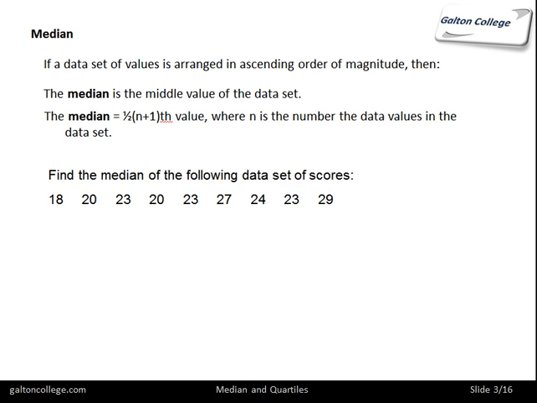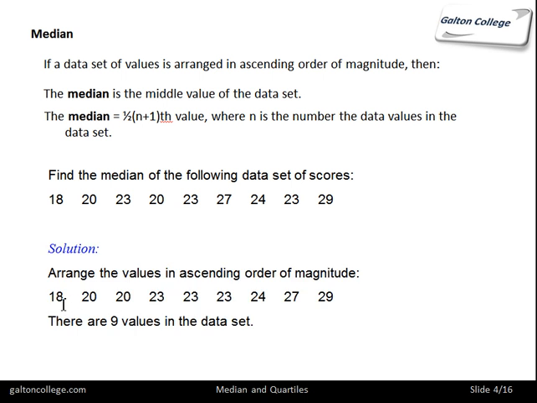If you look at this data set here, I'll just put the cursor onto the screen. We've got 18, 20, 23, 20. So it's going upwards and now down from 23 down to 20, up to 23, 27, down to 24, down to 23, up to 29. So we need to organize that in ascending order. So we start at 18, 20, 20, 23, 23, 23, 24, 27, 29. So it's in ascending order.